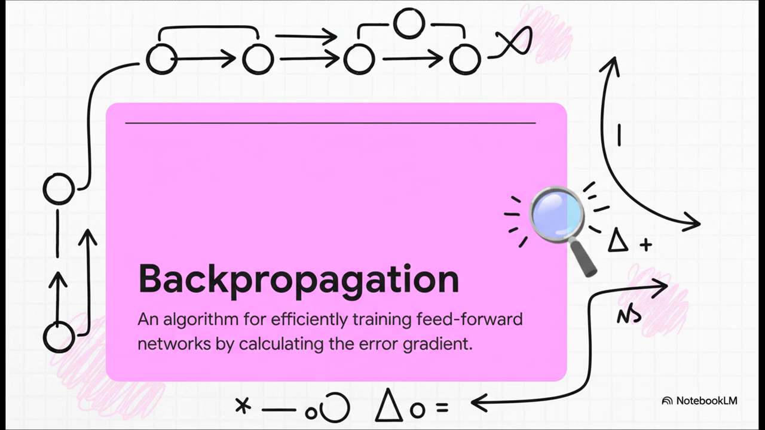And the solution is an incredibly clever algorithm called backpropagation. Don't let the name scare you. At its heart, it's just a really efficient way to use calculus to figure out exactly how much each and every single weight contributed to that final error.